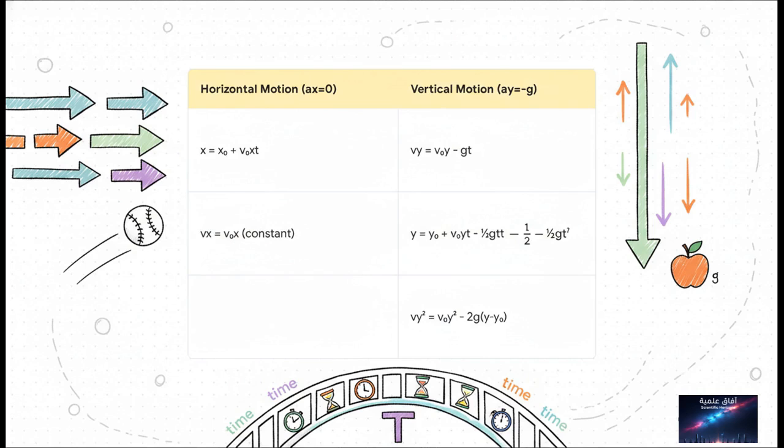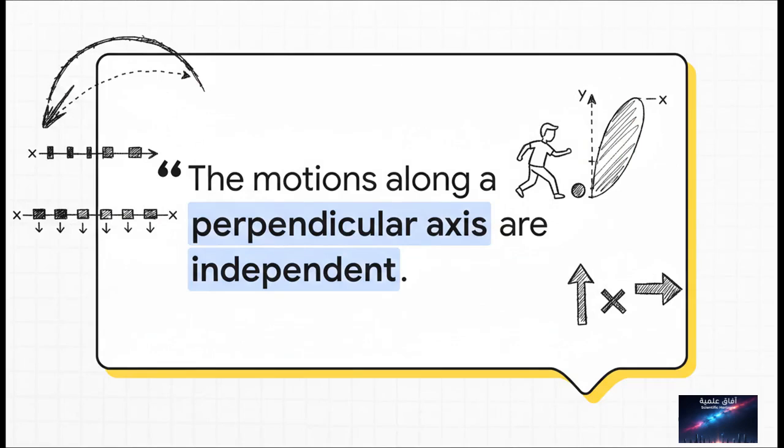And what's the one variable that connects these two separate stories? It's time. Time flows the same for both the horizontal and vertical parts of the journey. It's the bridge that links them together. And this isn't just some clever trick, it's a fundamental concept in physics. As our source material from Pasco Scientific puts it so perfectly, the motions along a perpendicular axis are independent. What happens up and down has no effect on what happens left and right, and vice versa.